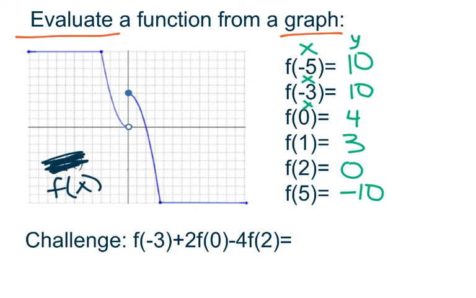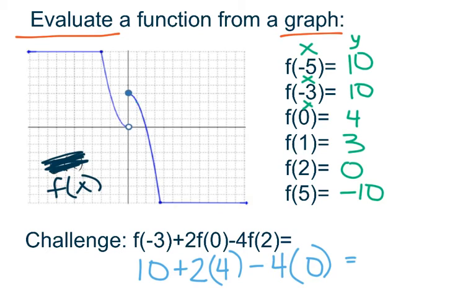Okay, so notice the challenge one. The challenge is what your problems are mostly going to be like. So you're still evaluating it, but you're also doing some other stuff to it. So when we evaluated f of negative 3, we got 10. Plus 2 times when we evaluated f of 0, we got 4. Minus 4 times when we evaluated f of 2, we got 0. So you're just replacing whatever you got when you evaluated it with that f of whatever, and then you're just writing out all the rest of the stuff. So 18 again. Oh, that's weird. Okay. Cool, cool, cool.